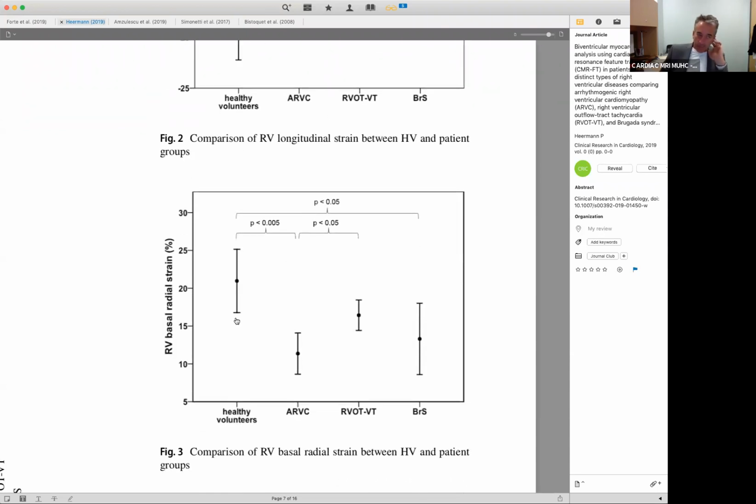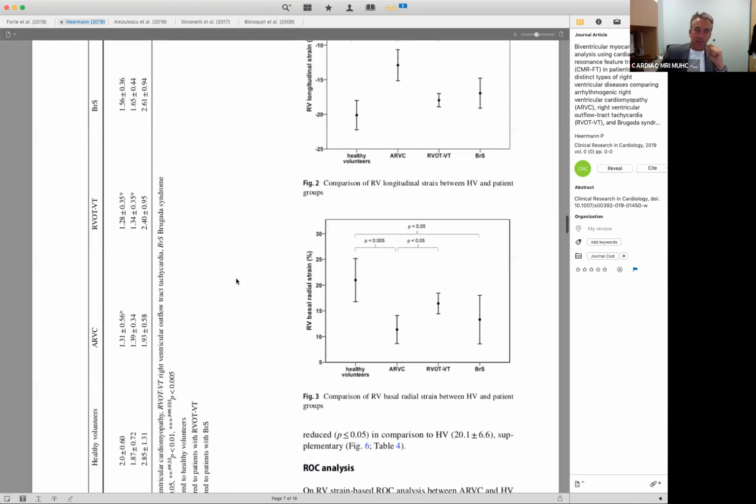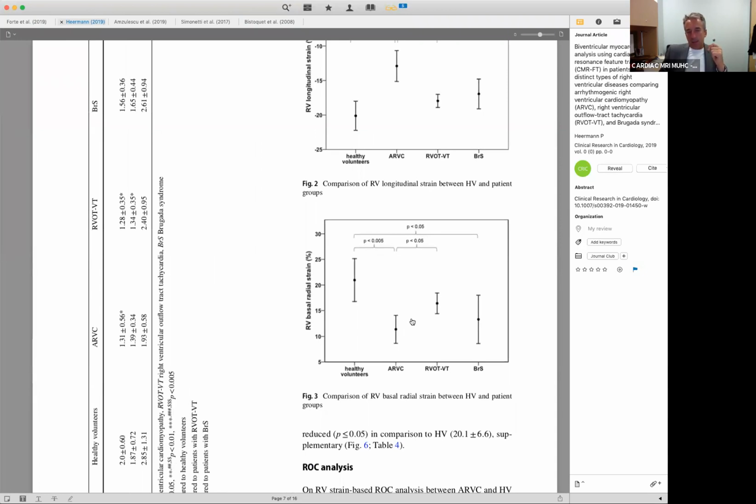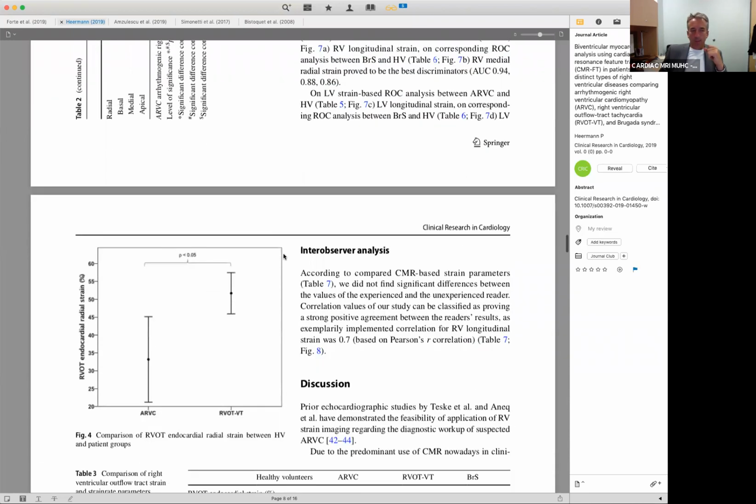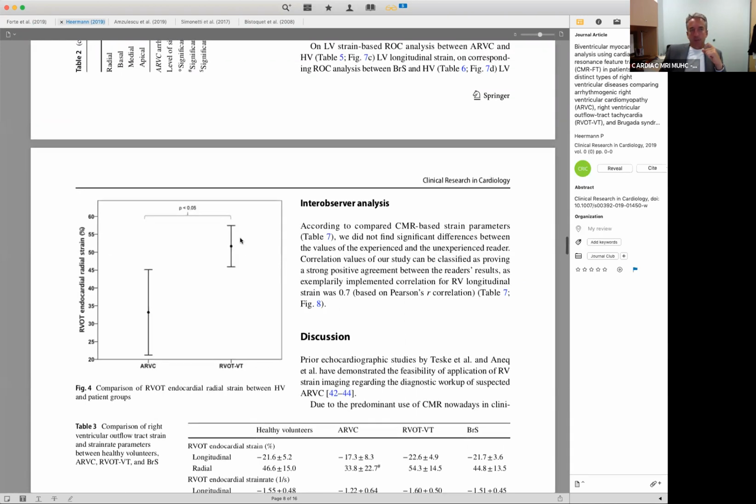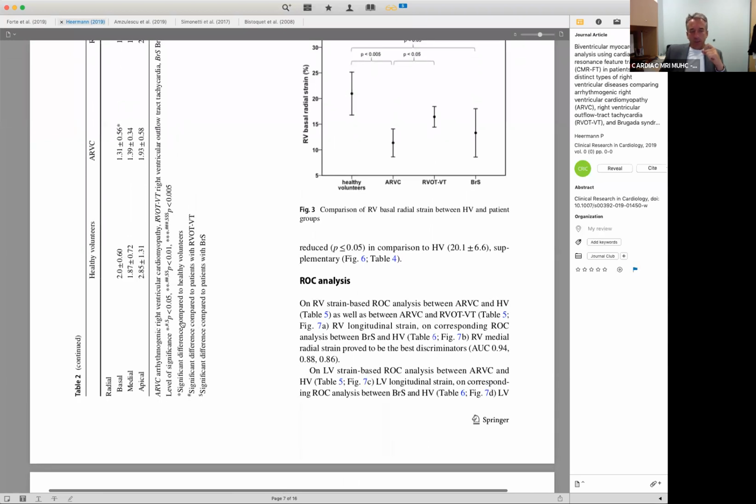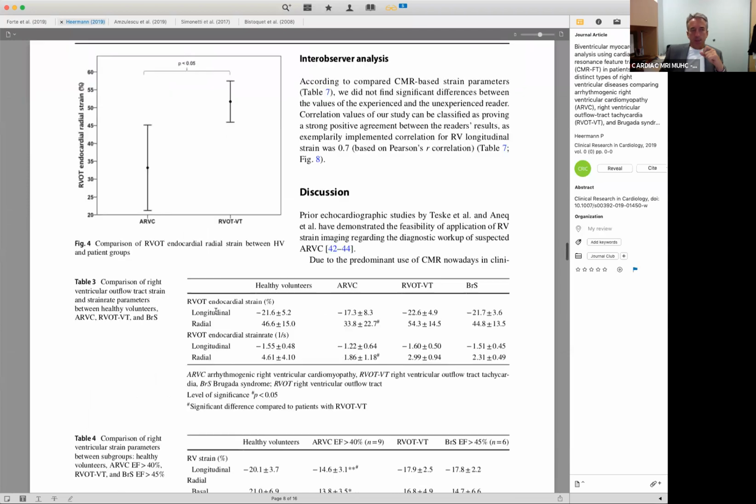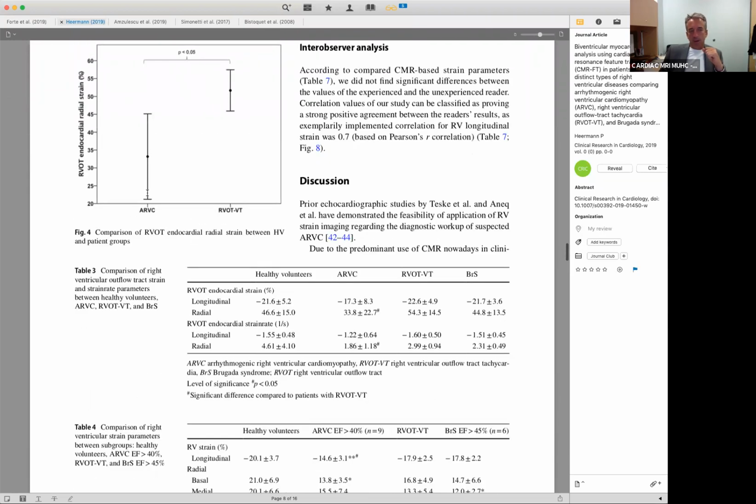Looking at the radial strain, you see that all the diseases show a difference when compared to healthy volunteers. So that's not specific for ARVC or for the others. It's not that you can use the radial strain to differentiate between them. And I also think the radial strain so far probably has the biggest problems when it comes to clinical application. And here is the endocardial radial strain between ARVC and RVOT that was different. This is more the basal one, and the endocardial was about mid layer. So here you see a difference, but you also see that there's a huge variability of the results.